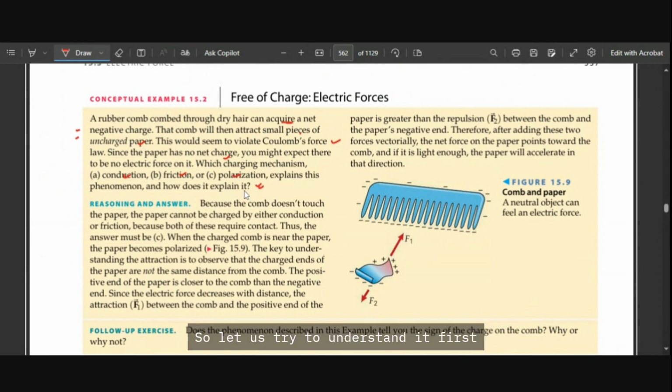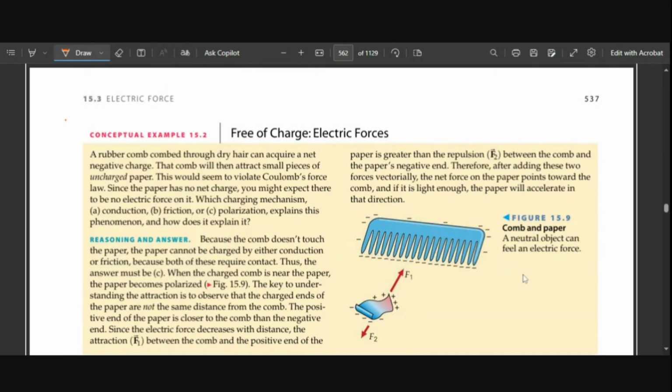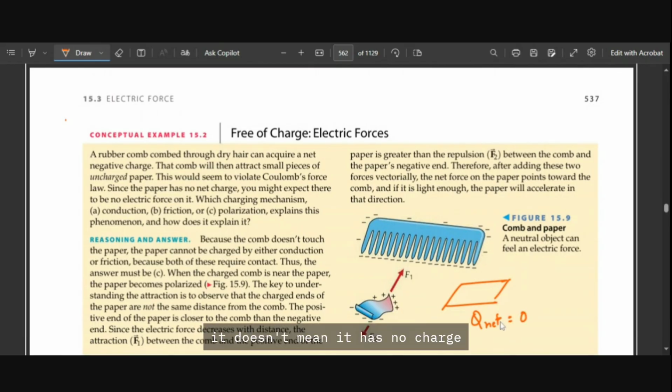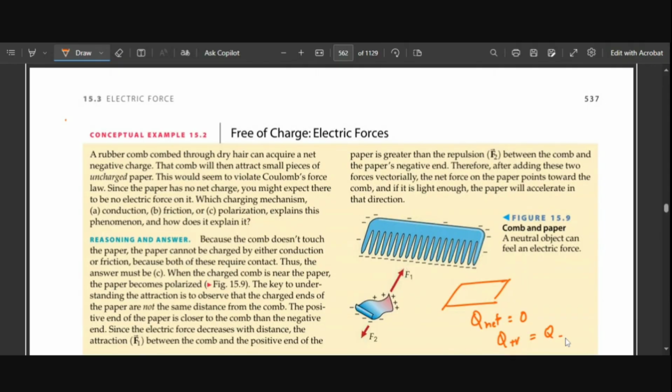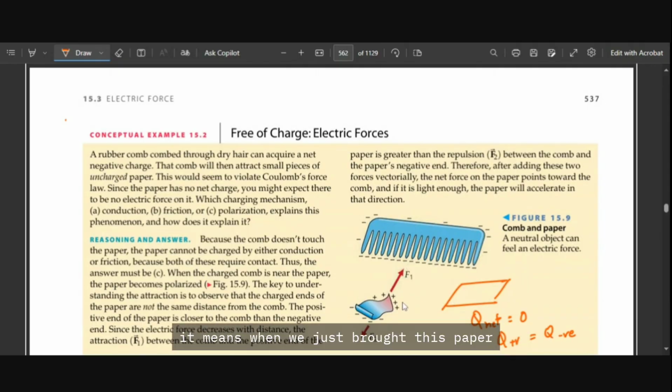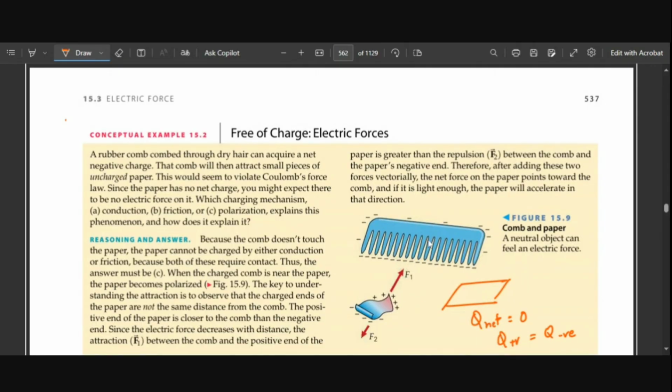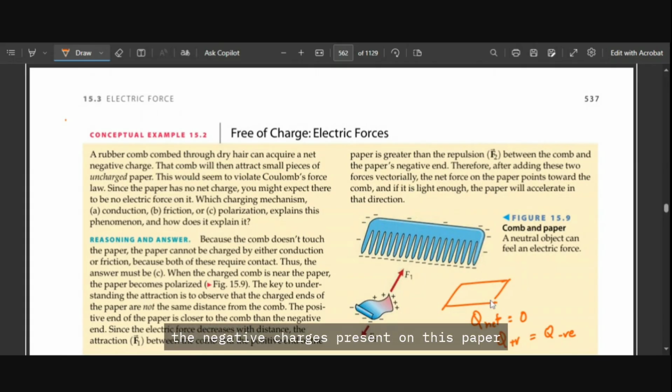So let us try to understand it first. As I was saying, if this paper has net charge 0, it doesn't mean it has no charge. It simply means it has equal positive and equal negative charge. It means when we just brought this paper close to this negatively charged comb, this negative charge will repel the negative charges present on this paper to this direction, and positive will get attracted towards the comb. And due to this, the negative will go away and the positive will get attracted towards it.